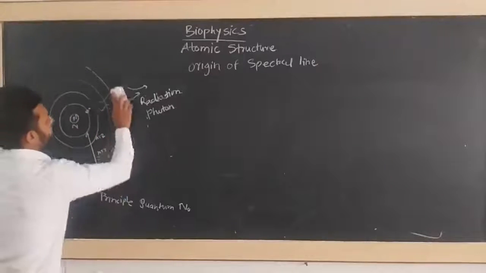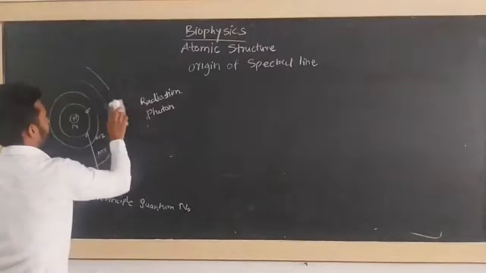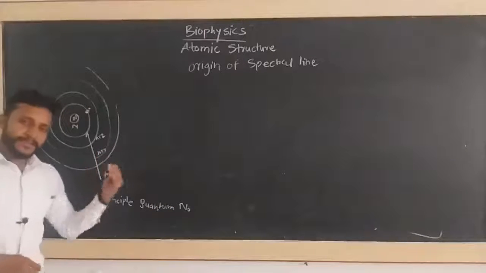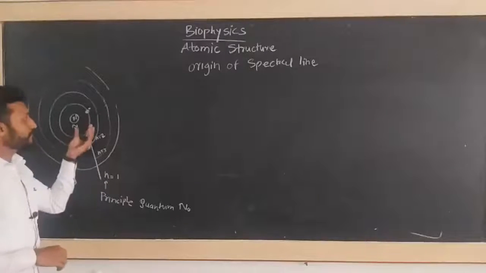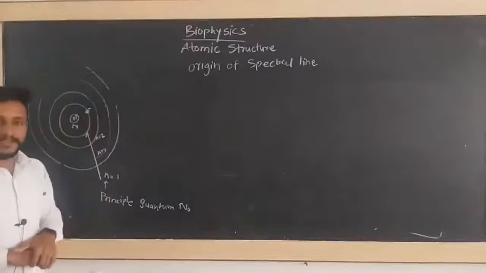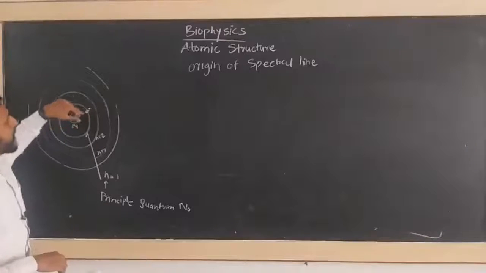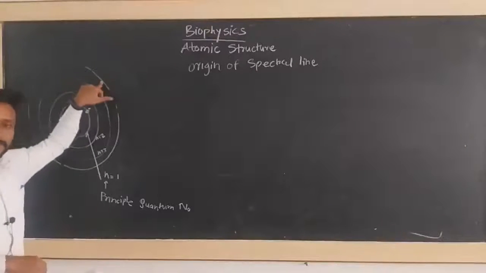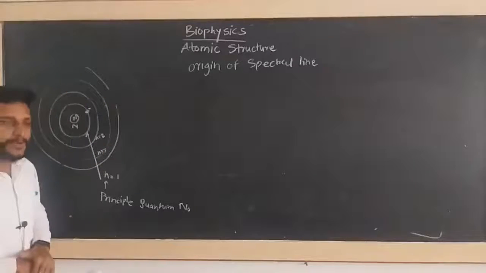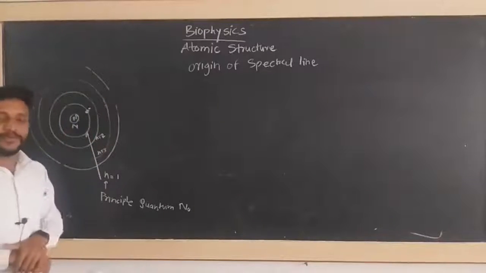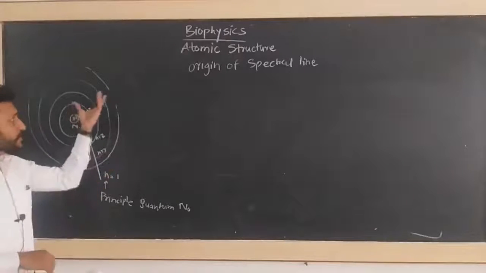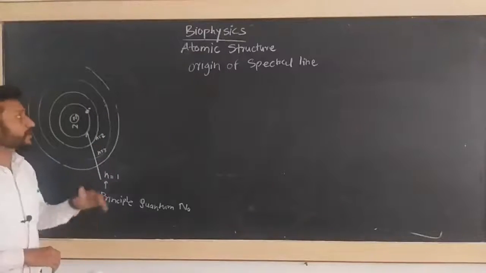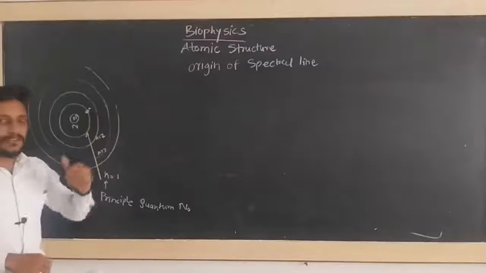So when any external energy is taken by an atom, then the electrons get excited and jump to a higher energy level or higher orbit, but within a short time it will jump back to the lower energy level. This process is known as excitation and de-excitation of the electron, or it is also called electronic transition.